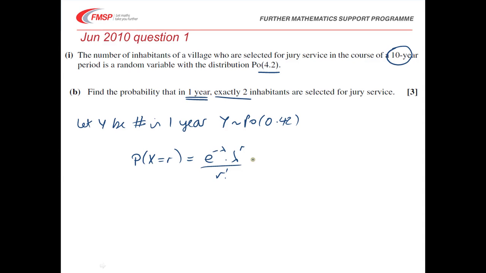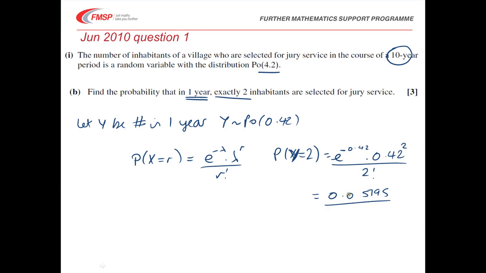And you're given this in a formula booklet, so that's great. So in this particular context, we're looking for exactly 2, so that's going to be e to the minus 0.42 times 0.42 squared over 2 factorial. And if you whack that into your calculator, you're going to get 0.05795. Okay, and any answer that rounds to 0.058 will be fine.